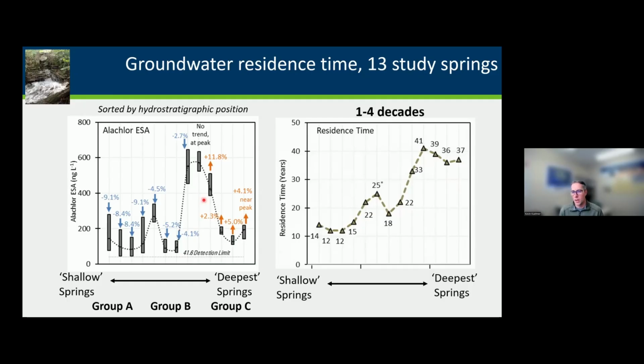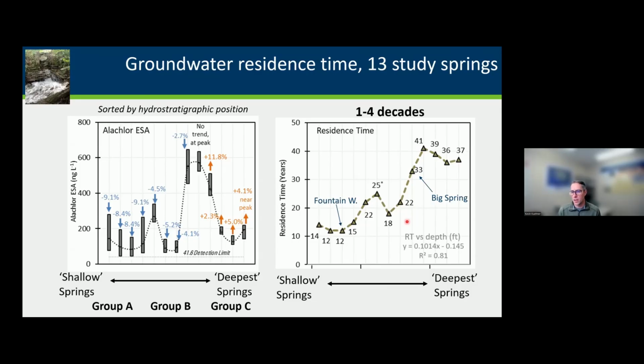And so what our results showed was that the ages range from about 1 to 4 decades across these 13 different springs. And of course, the youngest water appeared in the shallow springs, which made a lot of sense. And the older water showed up more in those deeper springs. And just for reference, Fountain West ended up being about 12 years in age, and Big Spring was estimated at a little over 30 years.